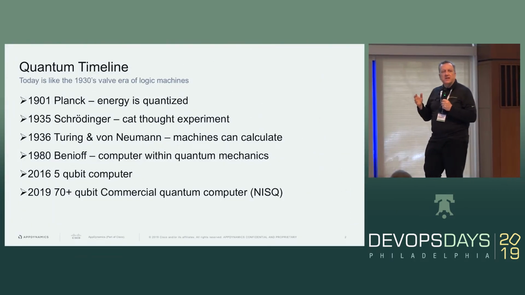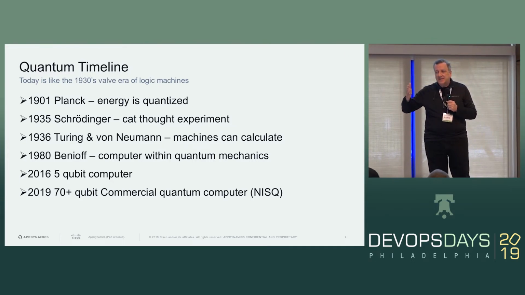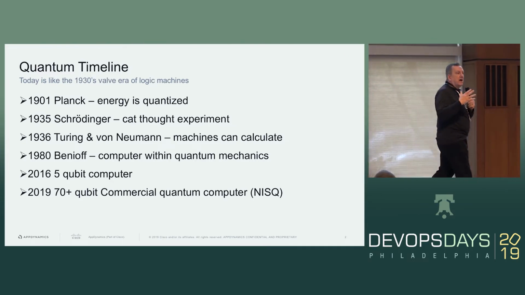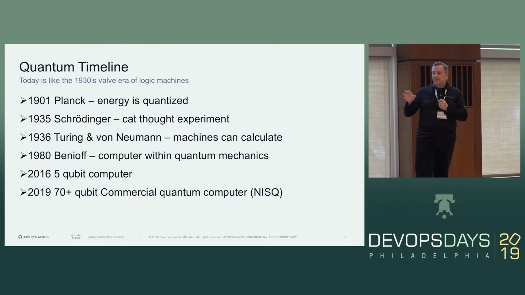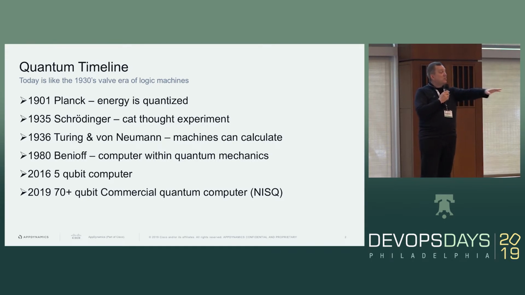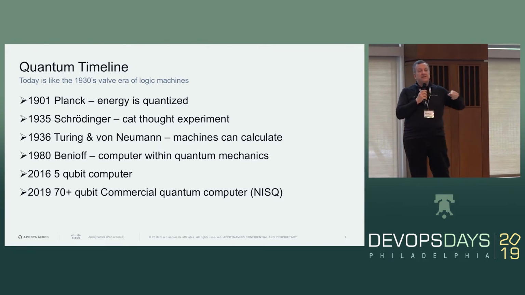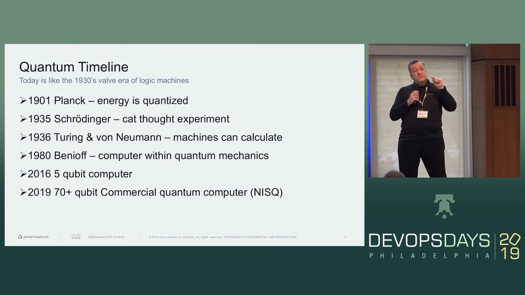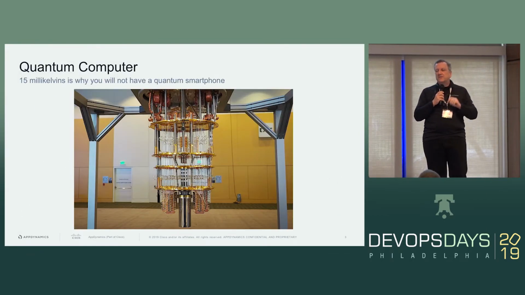So if we look at the timeline here, quantum mechanics started back in about 1901, when Planck worked out that energy was quantized. It stayed in the realm of the theoretical physicists until about 1980, when Benioff and Feynman came along and said, hey, we could use that for computing.